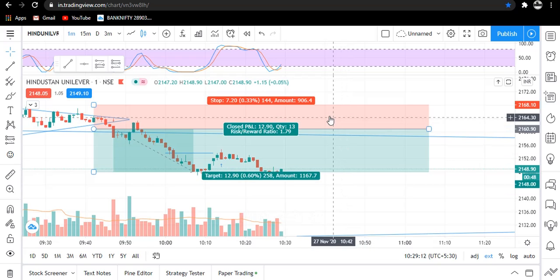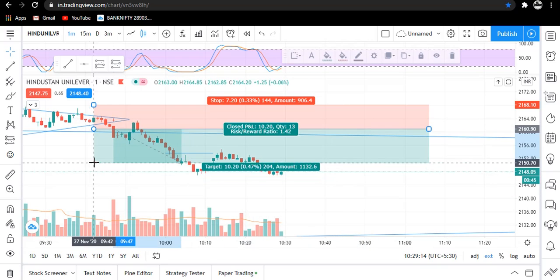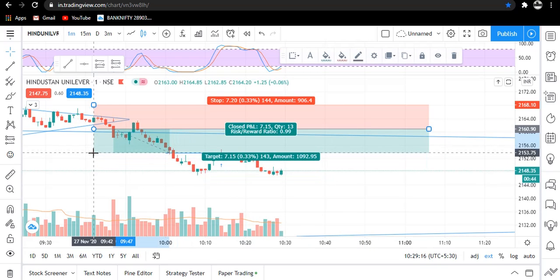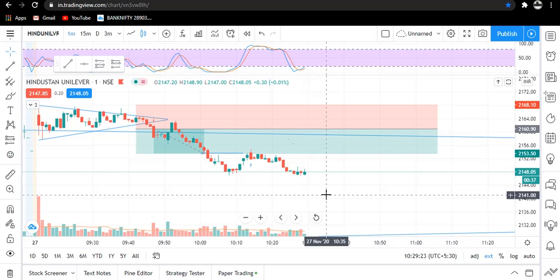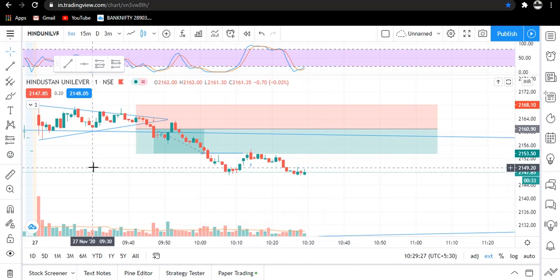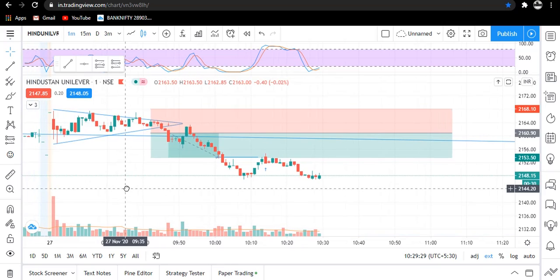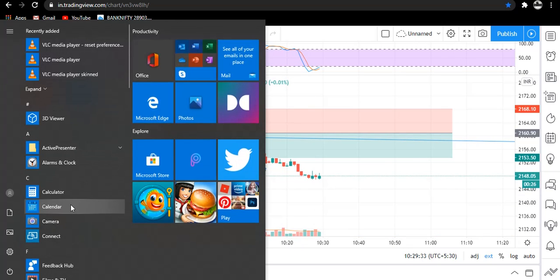So then, okay traders, we had booked a profit at the price here by gaining a 1:1 risk reward ratio, and we have captured this move. Okay traders, so this was our today's trade. Now let's calculate our profit in today's trade.